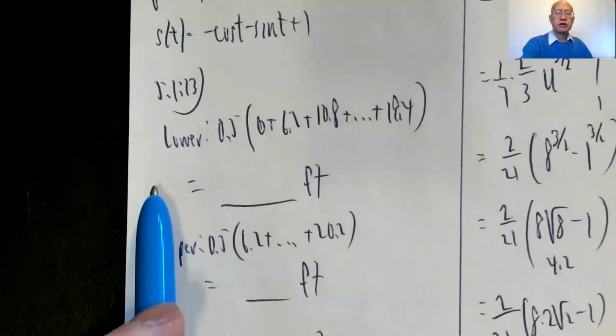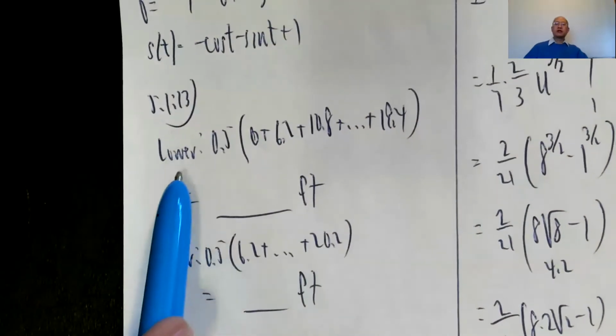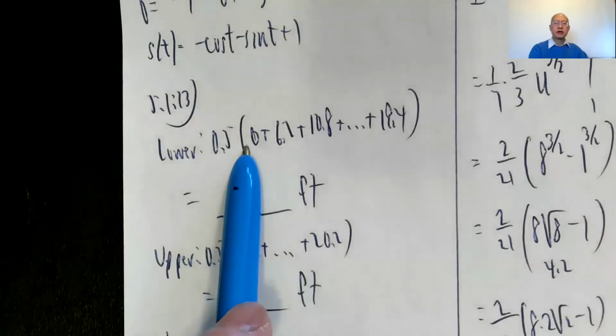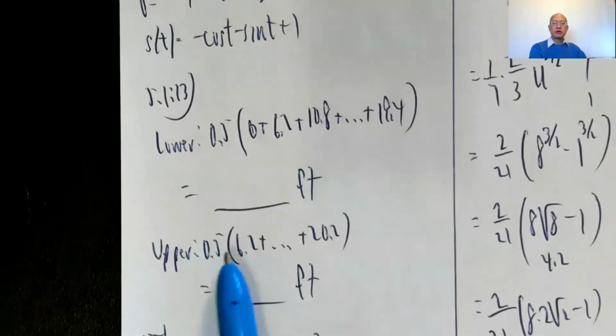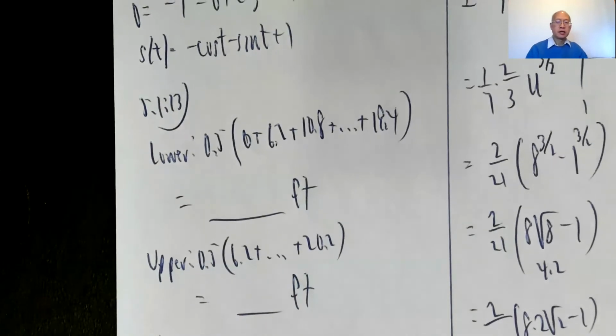5.113, okay, you have to look at the chart, but to find a lower estimate, you pick the smaller number on each endpoint, that's 0 up to 19.4. For the upper, you pick the right endpoint on each case, and the answer would be so many feet. Okay, I'll show you that very quickly here.